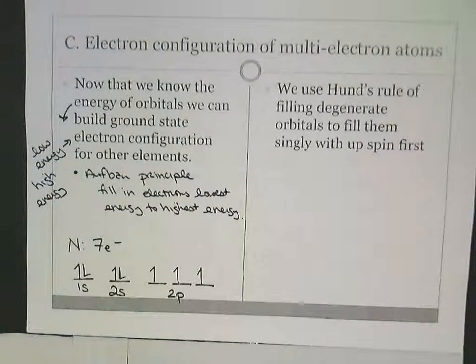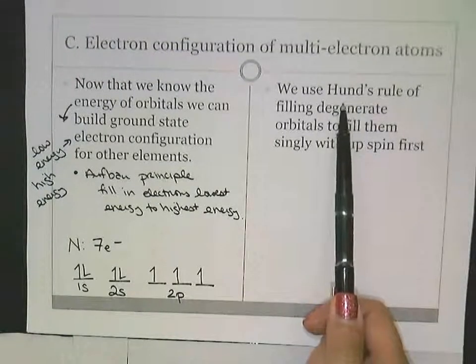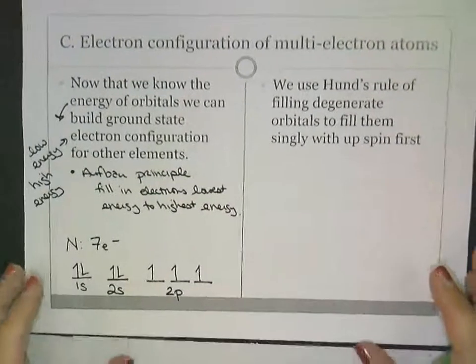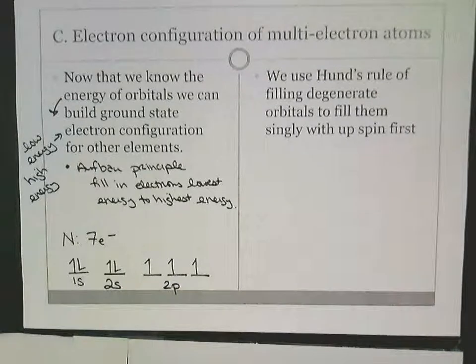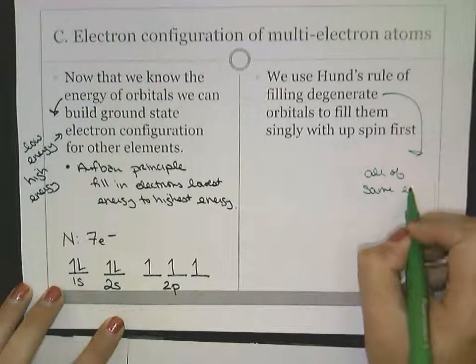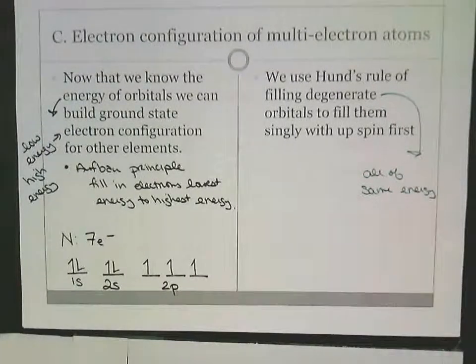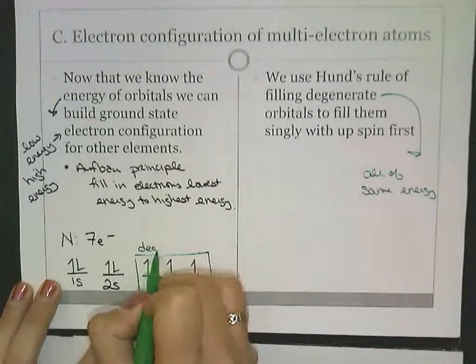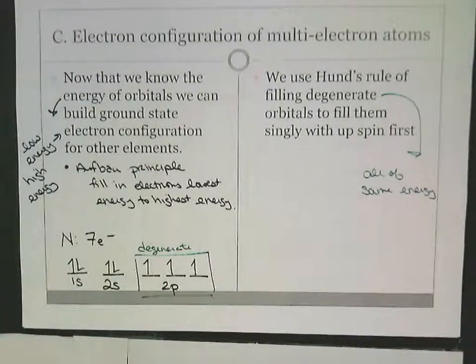So Hund's rule says that we fill degenerate orbitals by filling them singly with up spin first. Degenerate means all of the same energy. So these 2p orbitals are all degenerate. They're all equal to each other. They all have the exact same energy. So that being the case, we're going to put one electron on each platform, and we always put them spin up first.